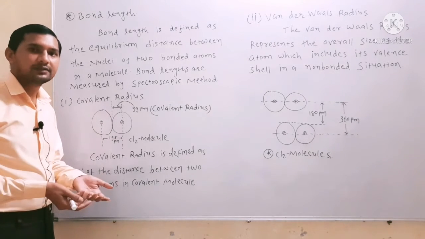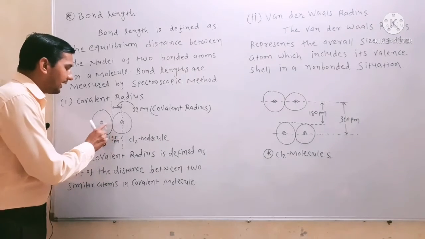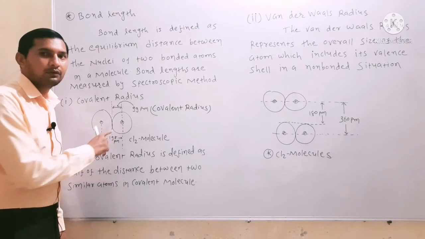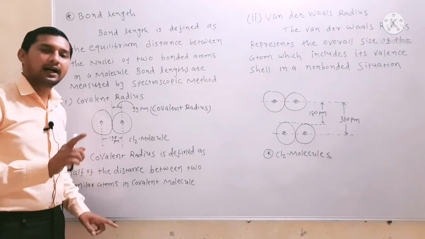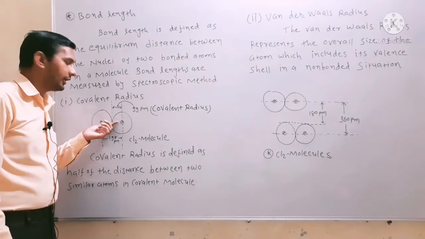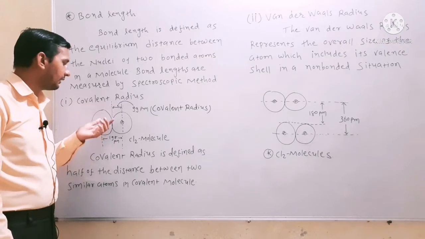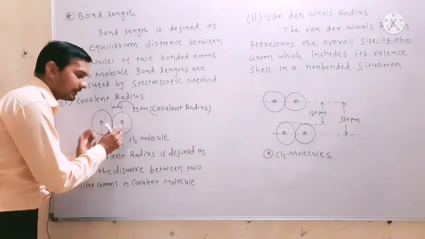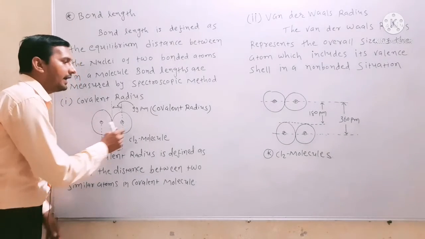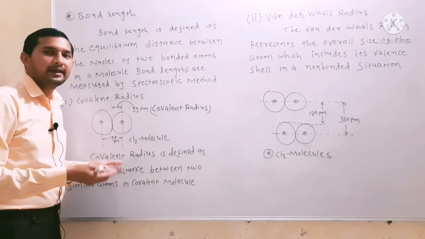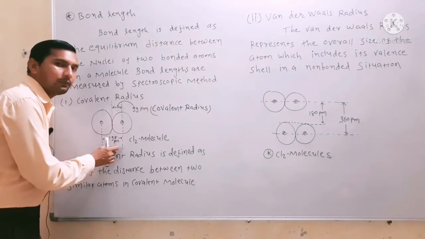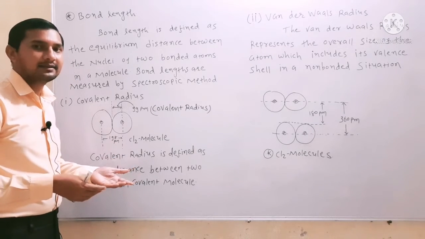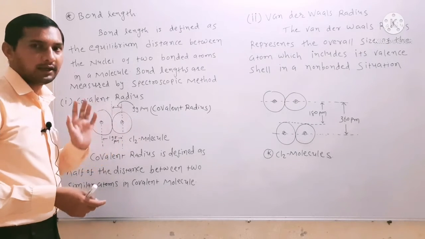Here we take half the distance because each atom contributes the same number of shared electrons in the formation of the covalent bond. So we take half the value because the sharing of electrons is equal. So this is about covalent radius. If the distance between two nuclei is very small, then we get a lower covalent radius, which means greater bond strength and therefore greater stability. So bond length indirectly tells the stability of the given molecule.